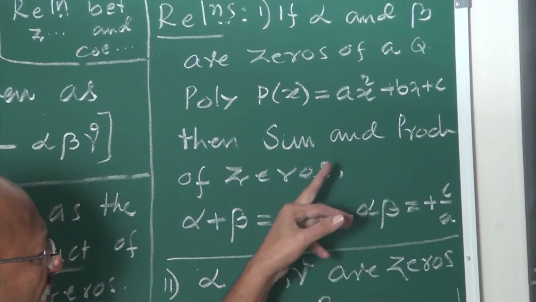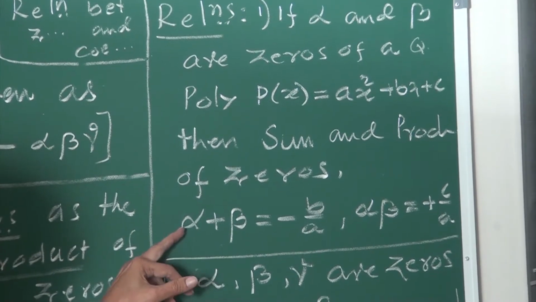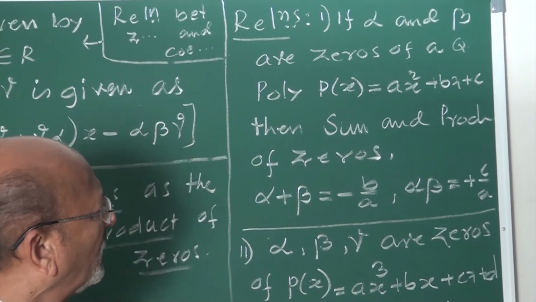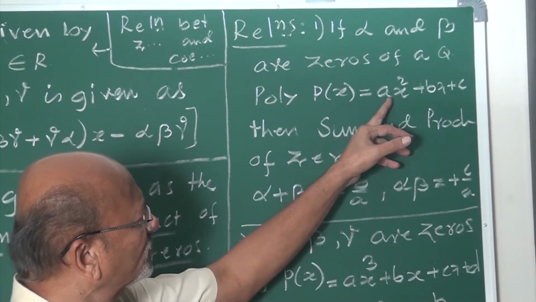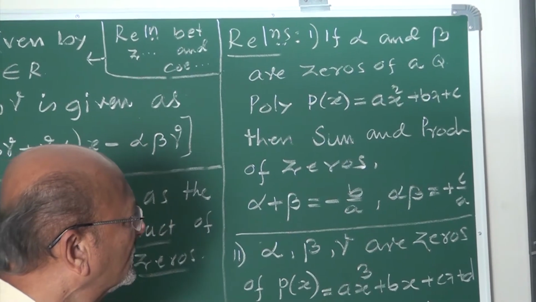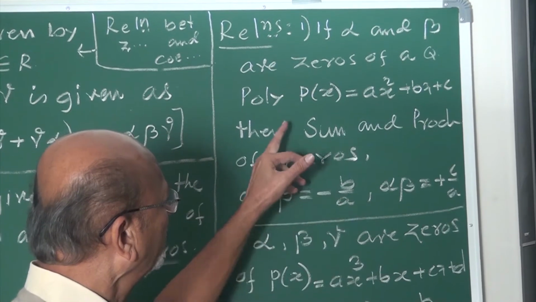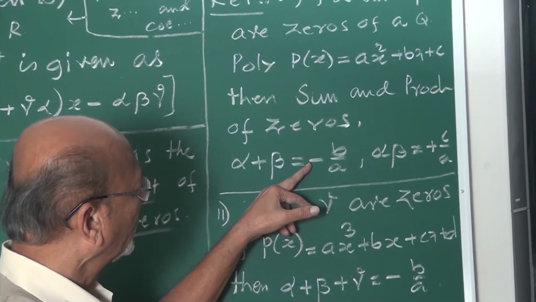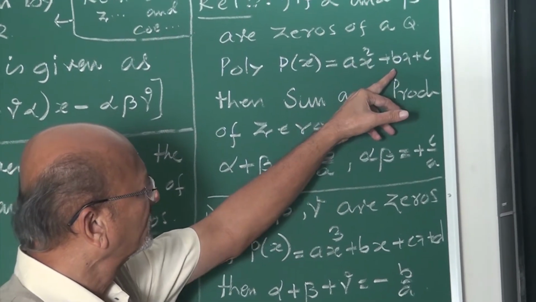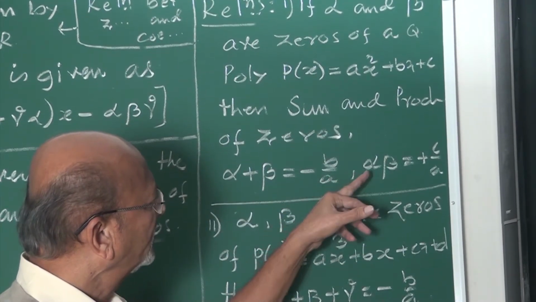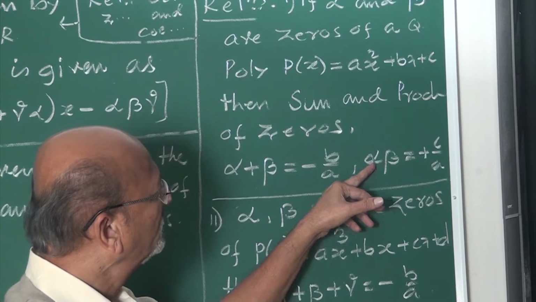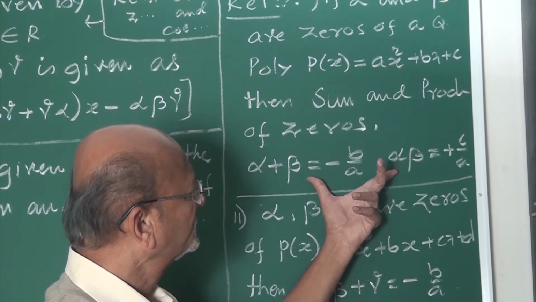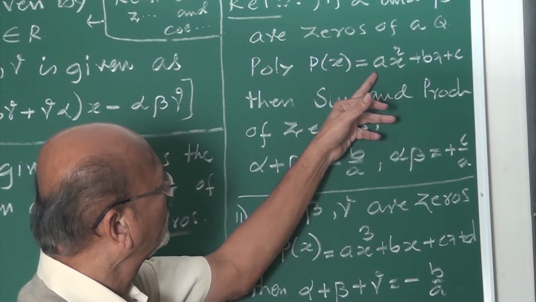Sum of zeros and product of zeros is given as alpha plus beta equal to minus b by a, alpha beta equal to c by a. My friends, what about a, b, c? a is not equal to zero, and a, b, c are all real numbers. So what is the sum of the zeros? First it starts with a negative sign, minus b, the coefficient of x, divided by the coefficient of x square. Then the product of zeros, alpha beta, is c by a, where c is the constant term divided by the coefficient of x square. My friends, this is the relation connected with a quadratic polynomial.